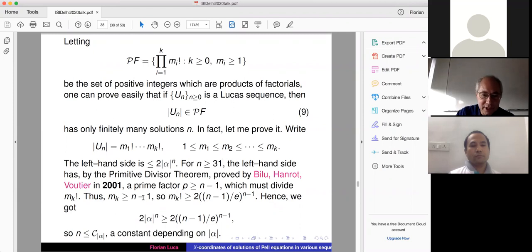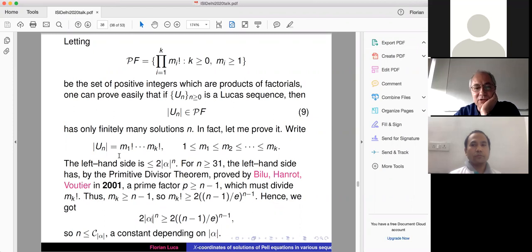And now you use Stirling's formula, and therefore m_k factorial should be at least (n minus 1 over e) to the power n minus 1. Now look at this left-hand side and look at this right-hand side. This left-hand side goes to infinity much faster than this one. So this gives you a bound on n. The problem with this bound on n is that it depends on the parameter alpha. And I had the idea that maybe if u_n is a product of factorials, then n should be bounded absolutely.